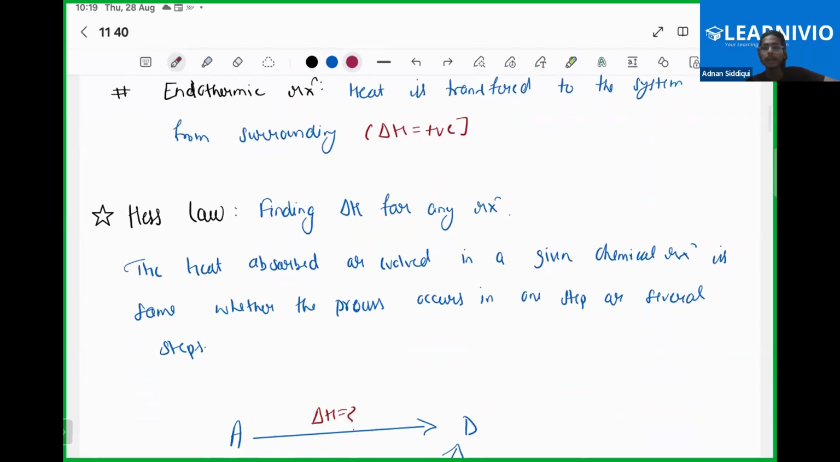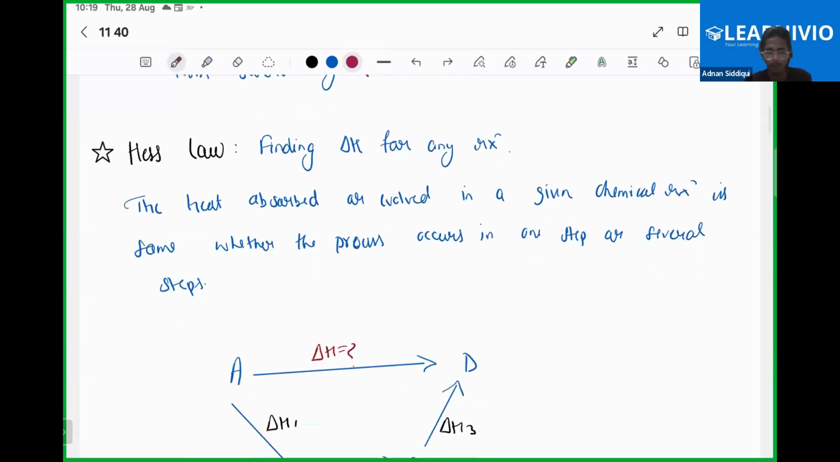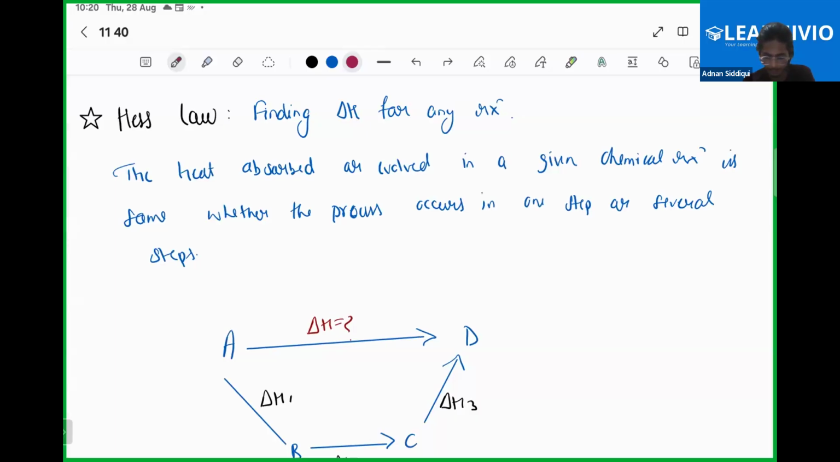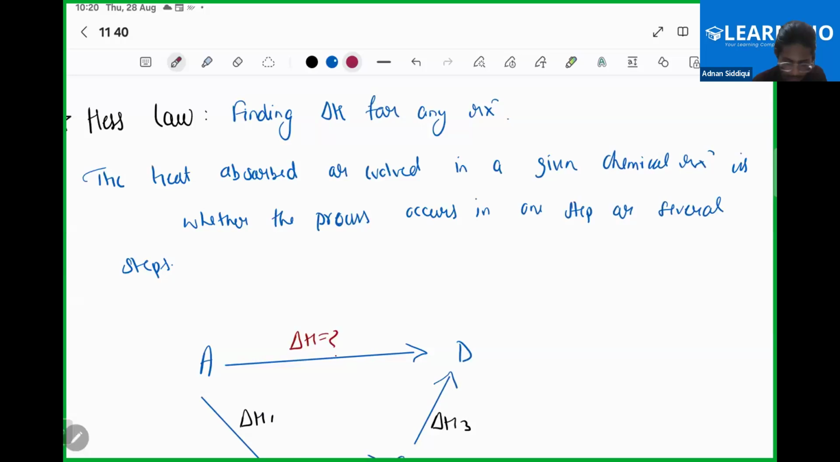Now, a very important topic from this chapter is Hess law. Hess law basically helps you to find the change in enthalpy for any reaction. How you're going to do it? You have to basically create some sort of relationship between two reactions with the help of which you have to identify the third one. I will tell you how you're going to proceed. So let us talk about the definition first. The heat absorbed or evolved in a given chemical reaction is the same whether the process occurs in one step or several steps.